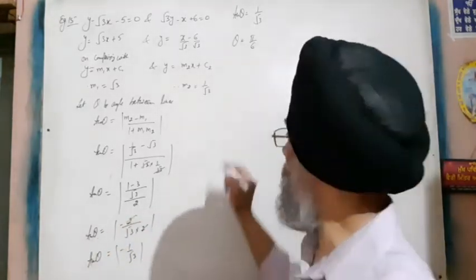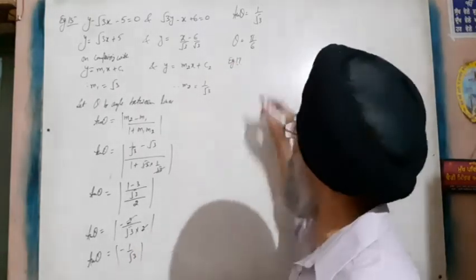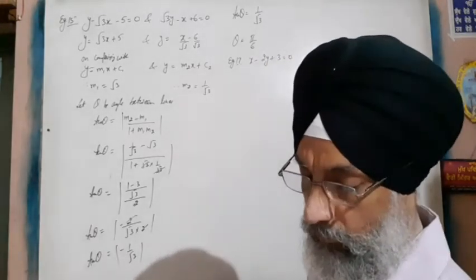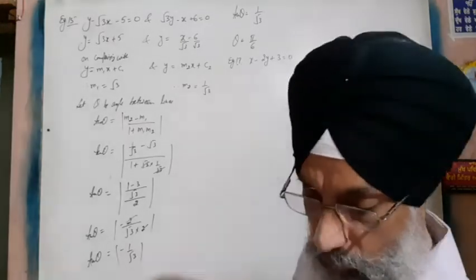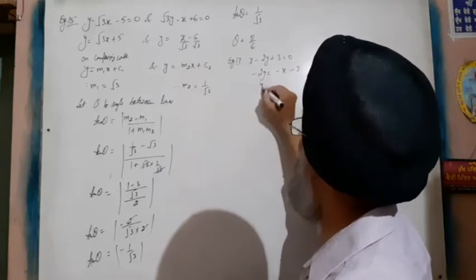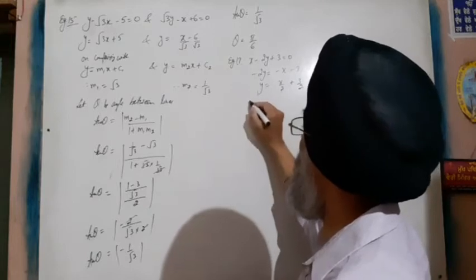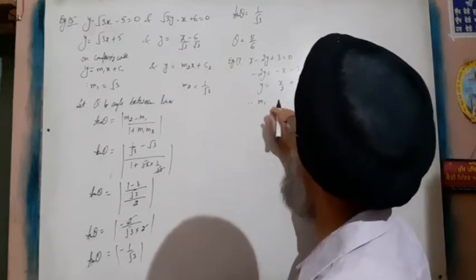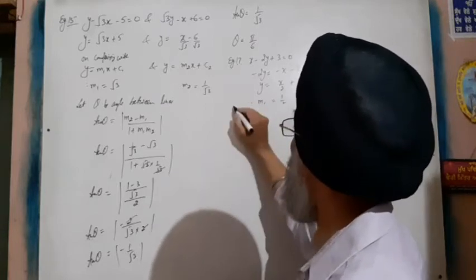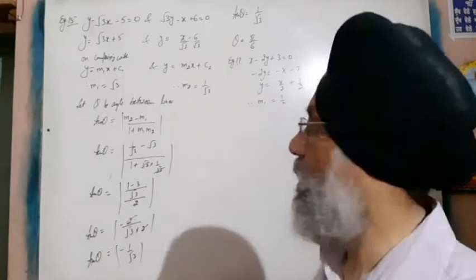See example number 17 here. Find the equation of the line perpendicular to the line x minus 2y plus 3 is equal to 0 and passing through the point (1, minus 2). So the equation of the line: minus 2y is equal to minus x minus 3, y is equal to x upon 2 plus 3 upon 2. Therefore here m is equal to 1 upon 2, because I am comparing with the slope intercept form, y is equal to m1 x plus c1.